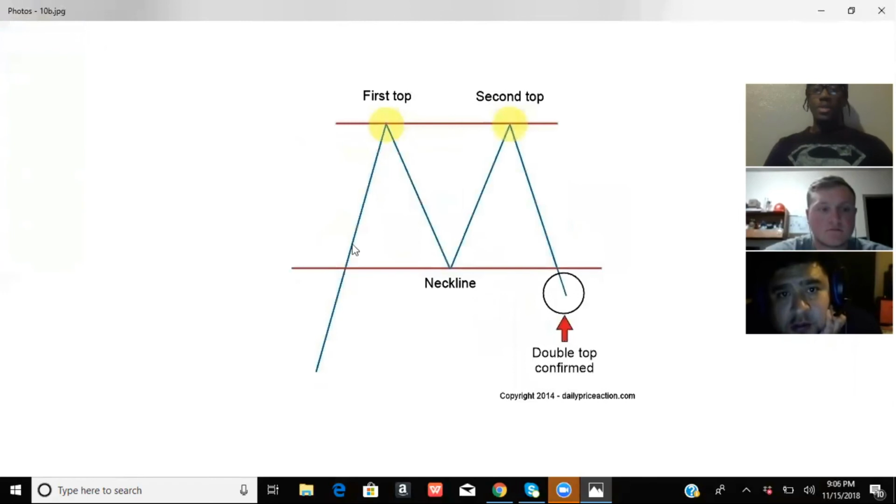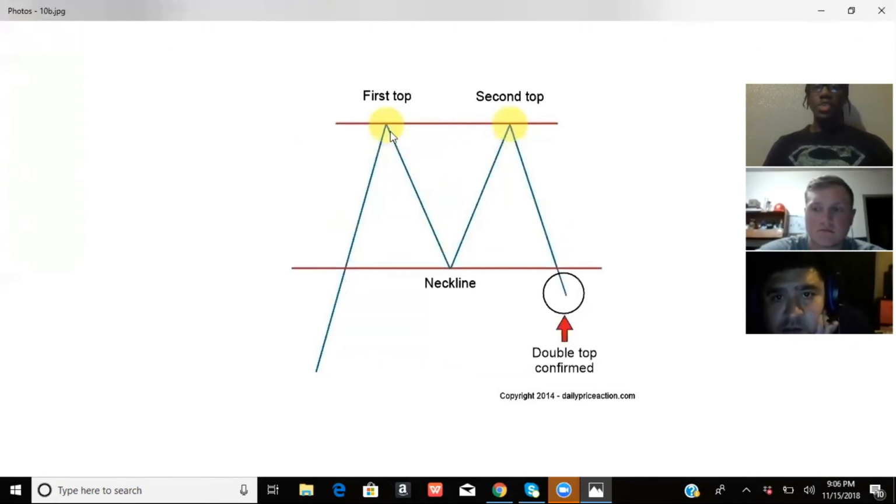So boom, like you said, you got the first top coming here, neckline gets created, second top comes here. Like I said, the reason why they form, this could be a very strong resistance level right here or something. So basically, this is the uptrend. Market comes up, retraces, and tries to make a higher high, and it fails to because this resistance area is just too strong. But then it makes that second top and it starts to come down, and then again, the double top is confirmed when the neckline is broken.